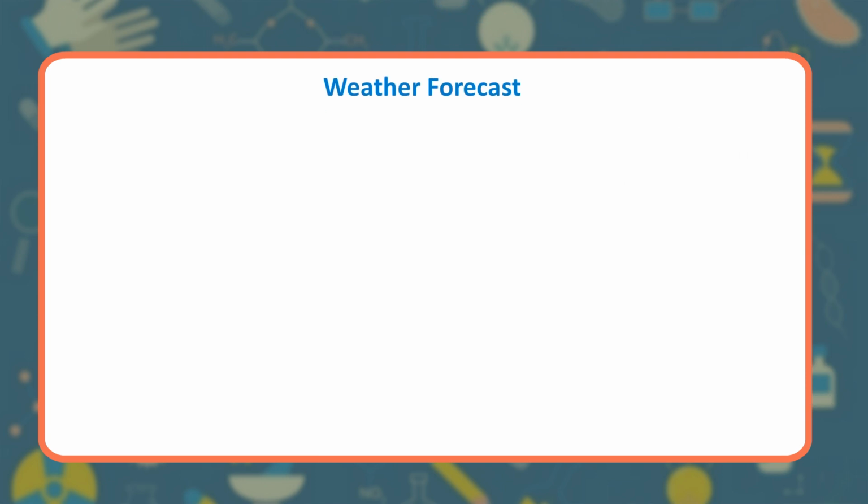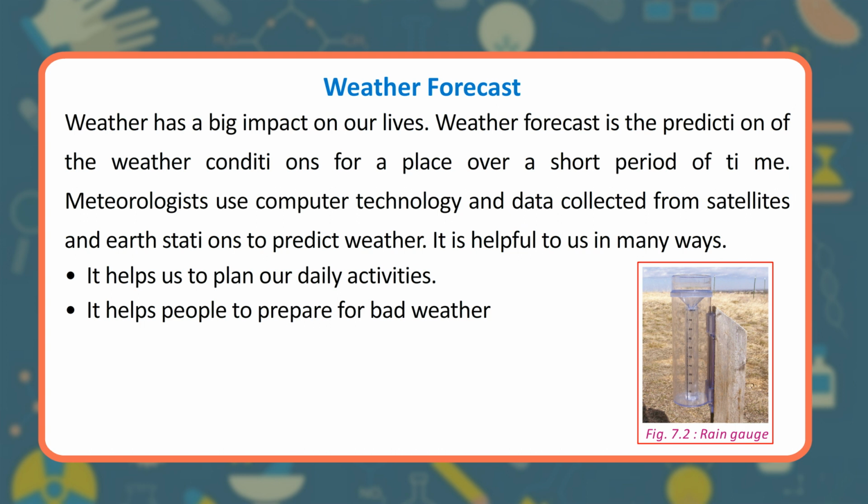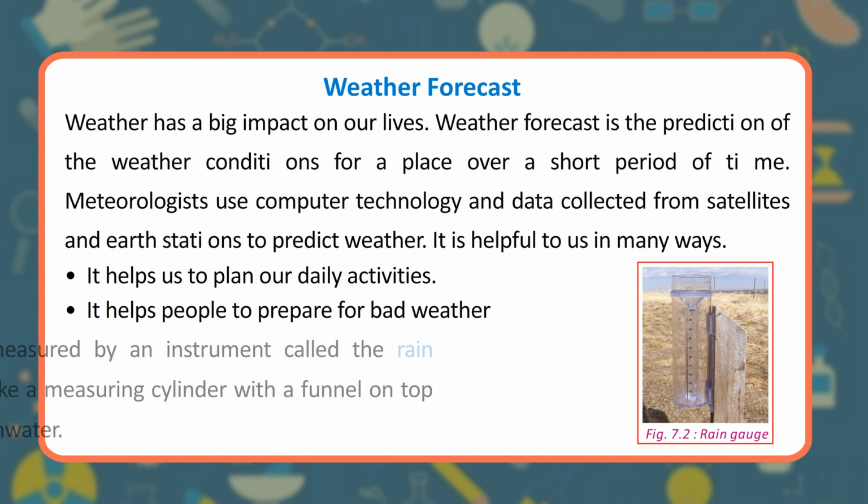Weather forecast. Weather has a big impact on our lives. Weather forecast is the prediction of the weather conditions for a place over a short period of time. Meteorologists use computer technology and data collected from satellites and earth stations to predict weather. It is helpful to us in many ways. It helps us to plan our daily activities. It helps people to prepare for bad weather.